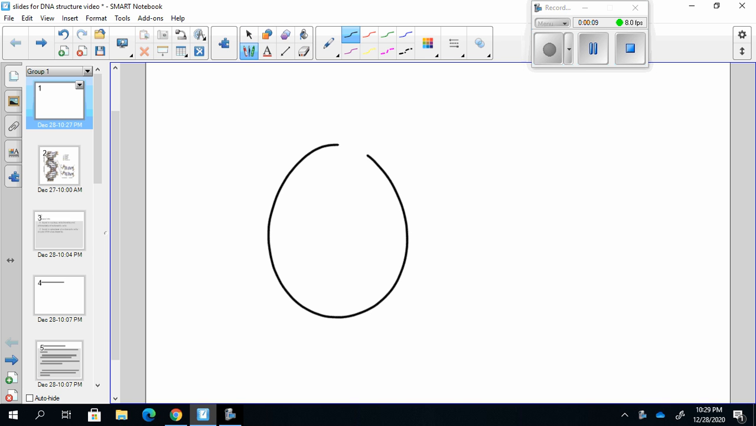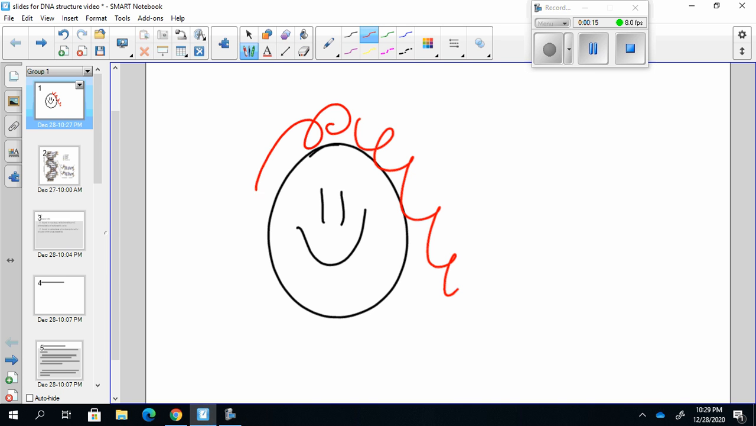So let's say this is you, all happy because you're in AP Bio, and here you are with curly red hair. So how did you come to have this curly red hair? So this is one of your phenotypes. It's one of your traits, and although it isn't due to just one gene, let's say it is.